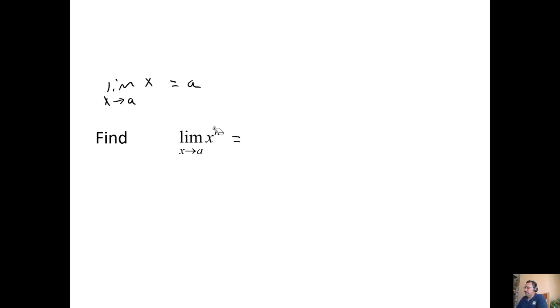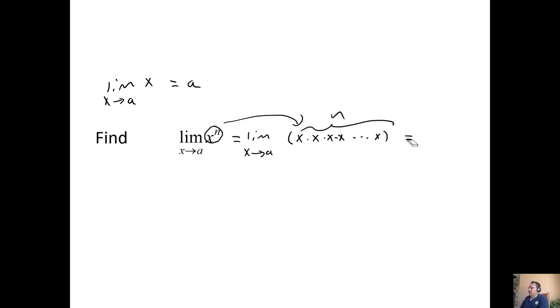But what we can do is realize that this x to the n can be rewritten. We are still asking, what is the output approaching as my input approaches a? My function can be rewritten as x times x times x times x times x, n times. What you can see now is a product of functions, each one of them being the identity function. The limit laws say that since each one of these is tending to a, the product tends to a times a times a times a, and since there were n of the x's, there are n of these, and so you get a to the n.